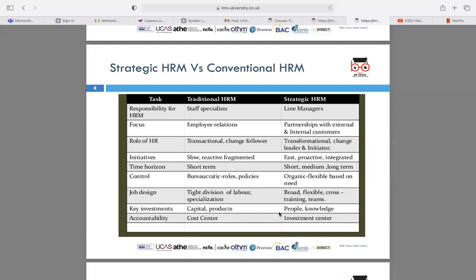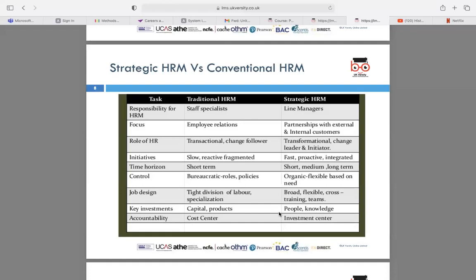And before, the key investments were focusing on capital and your products, focusing on getting the best equipment so that you can make the best product in the market. But now the focus has shifted to more of people and knowledge, and how associates can be given better skills or upskilled for them to come up with better ideas eventually for their products in the market.